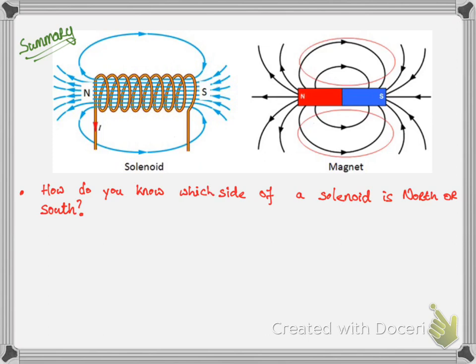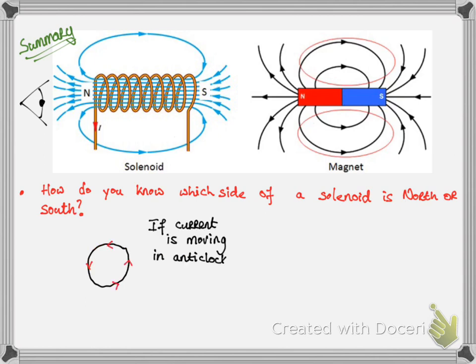So this brings us on to having a look down the solenoid. Imagine your eye is looking straight down the solenoid and you will see a circular shape. If the current is moving in an anti-clockwise direction, it is the north pole. So imagine the blue arrows showing the anti-clockwise direction. If we join them blue arrows together, it'll look like an N for north pole.